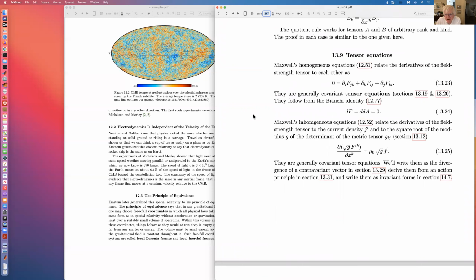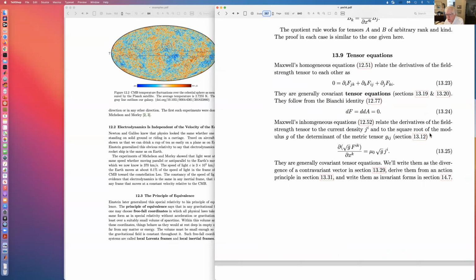Now, what we've got here is, let's remember in electrodynamics where we touched briefly on Maxwell's equations, and in particular, we saw that the homogeneous equations could look like this. These are Maxwell's two homogeneous equations, the ones that are the same whether you're in matter or in vacuum. And they relate derivatives of the field strength tensor to each other. These are generally covariant tensor equations, and they follow from the Bianchi identity.